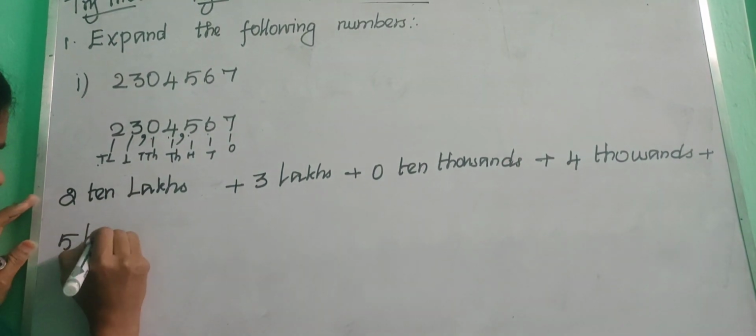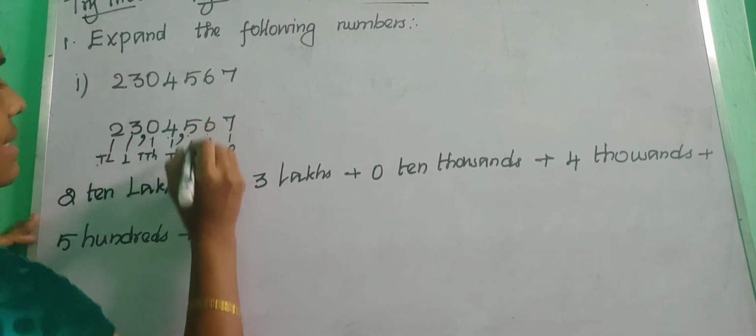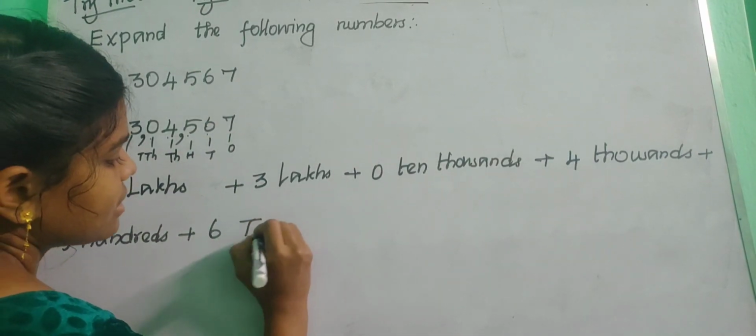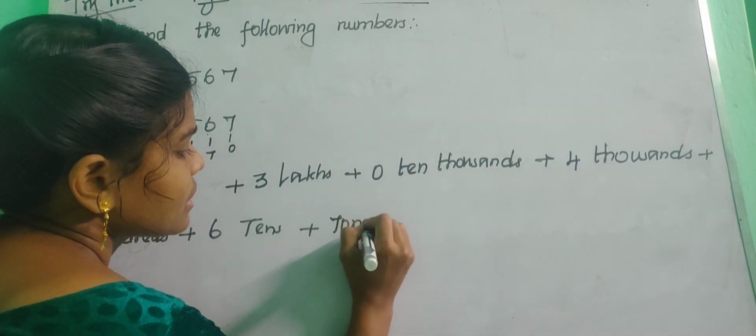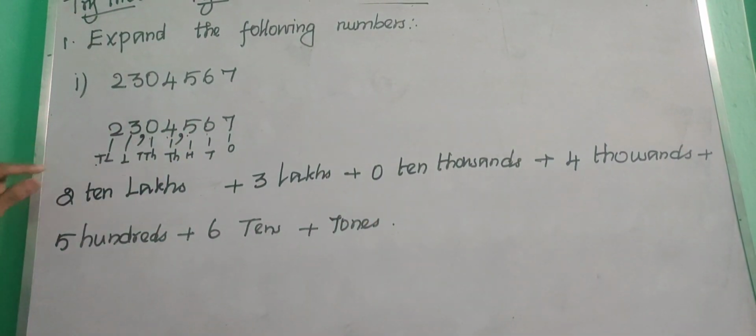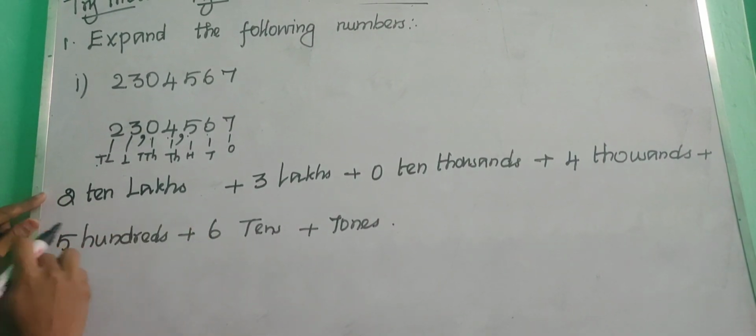Plus 500s, and then plus 6 tens. Okay, 6 tens, and after that 7 ones. Okay, children. So let us write this. Write this in numbers.